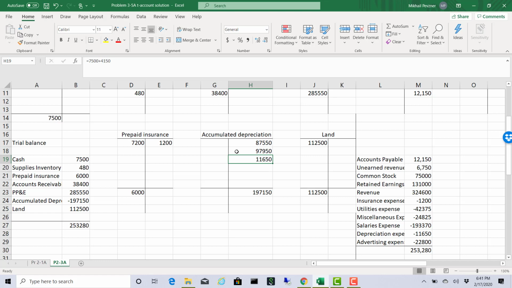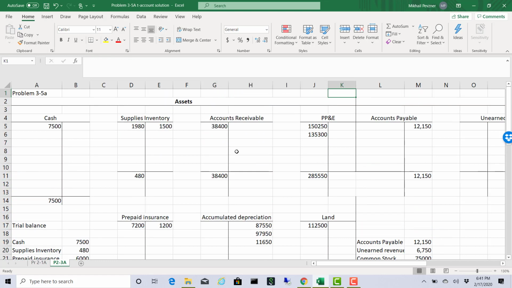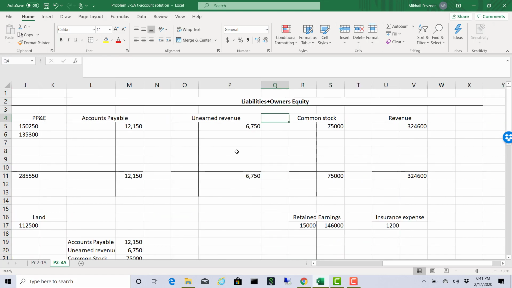And it says unearned rent as of August 31st is 1,550. So this was unearned revenue for me. Unearned revenue right now is 6,750. I want it to be what? 1,550, right? So I need to take 5,200. I need to debit it out. It will be a debit of 5,200 to unearned revenue, and the credit goes to revenue, $5,200.